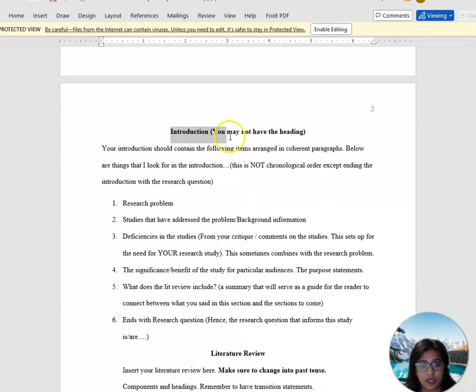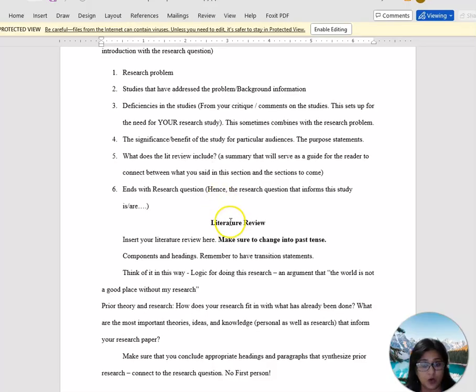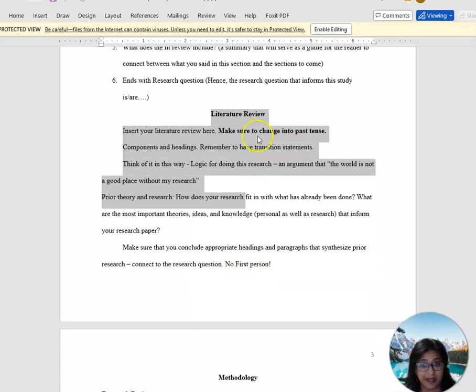The introduction is the same as your lit review. The first paragraph of the lit review was an introduction, whether you wrote the heading introduction or not, which is totally okay. This introduction is the same as that on your lit review. This is all your lit review. You're going to paste your lit review. Make sure your lit review is in the past tense. That's the best way of going about the tense.